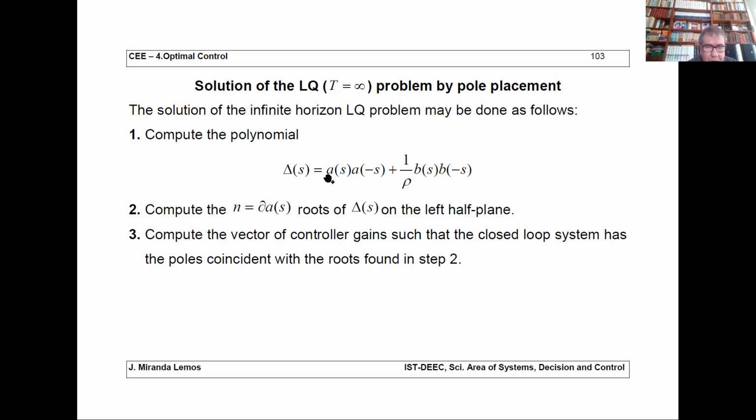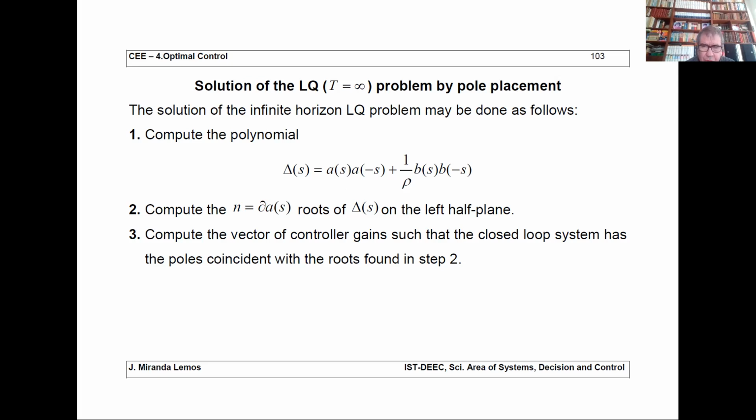Compute the open loop transfer function. So that's B over S divided by A over S. Then build this polynomial. Compute the eigenvalues of this polynomial. And take the n roots that are on the left plane. And those are the optimal roots. Now, you can design a state feedback controller, placing the roots there. And that is equivalent to solving the Riccati equation.